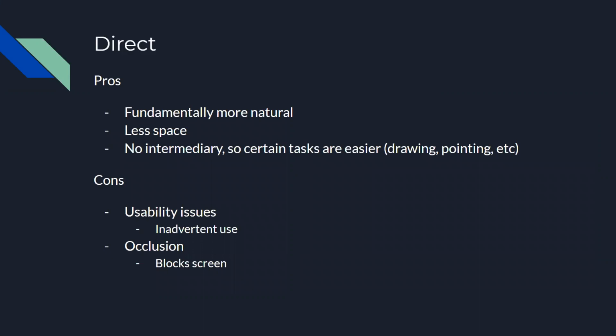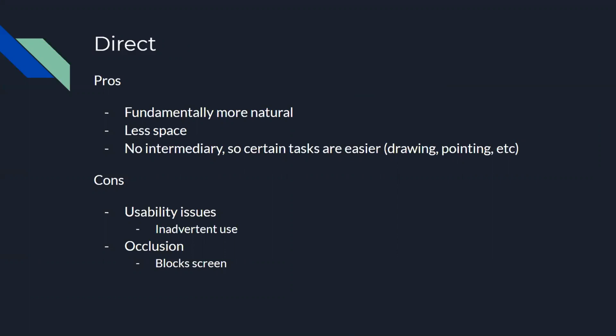Some pros and cons for direct: it is fundamentally more natural. What I mean by natural, like the professor says, is pretend, for example, you're trying to draw something on your screen. Drawing with an Apple Pen, directly applying it onto the screen, seems more natural than drawing it away from your screen with an intermediary such as a mouse. So it's fundamentally more natural.